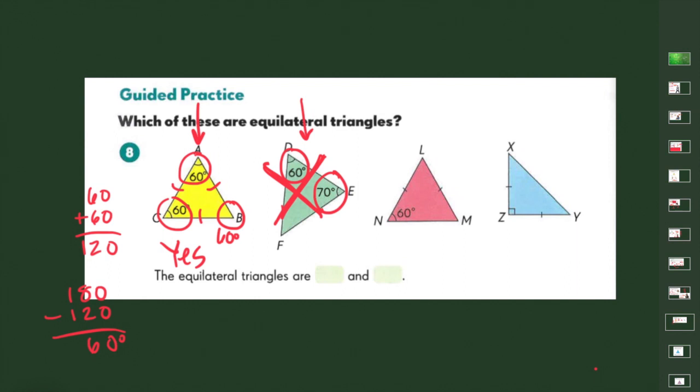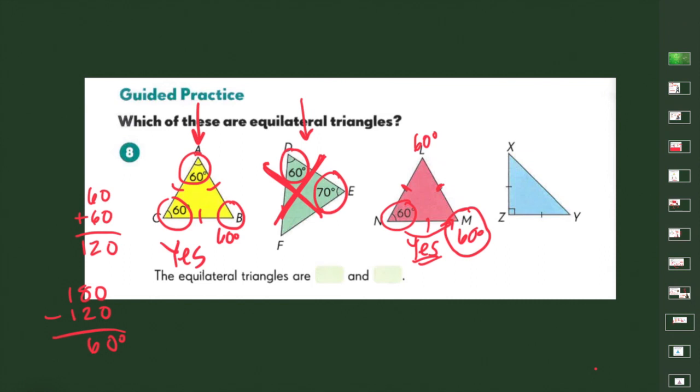Okay, let's look at triangle L and M. We can see that this is definitely an isosceles triangle. We can see that one angle measure is 60. Because it's isosceles, we know that angle M has to be 60 because in an isosceles triangle, opposite angles of the equivalent sides have to be the same measure. So because angle M is 60, it also tells us that angle L has to be 60 degrees. So the red triangle is an equilateral.